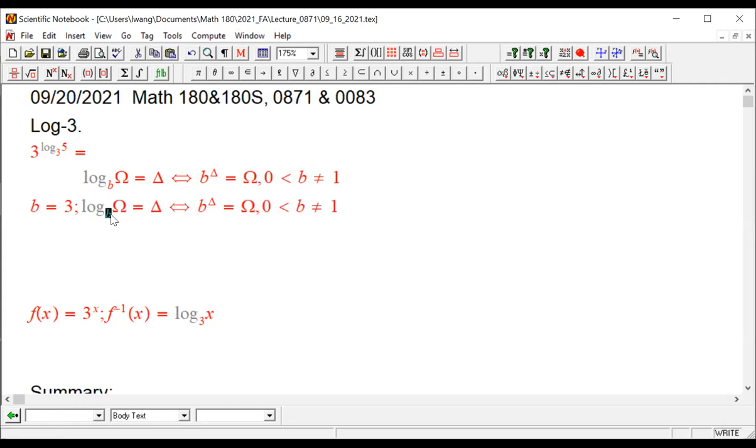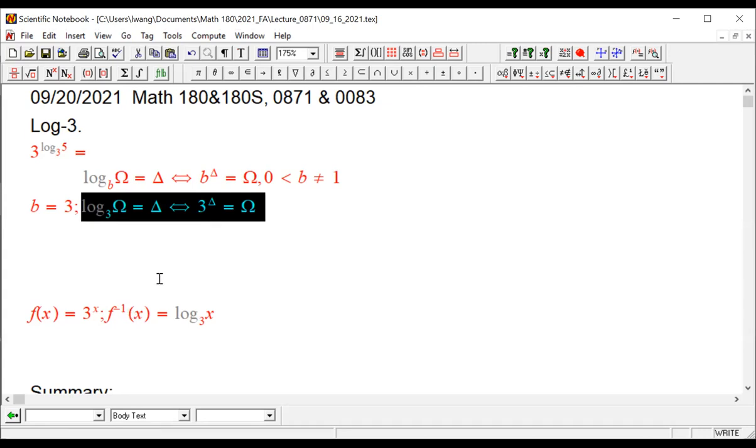This would be base 3, right? Base is 3. So this is no longer needed. Right? So this is the definition of logarithm base 3. From this definition, you can see this relationship.